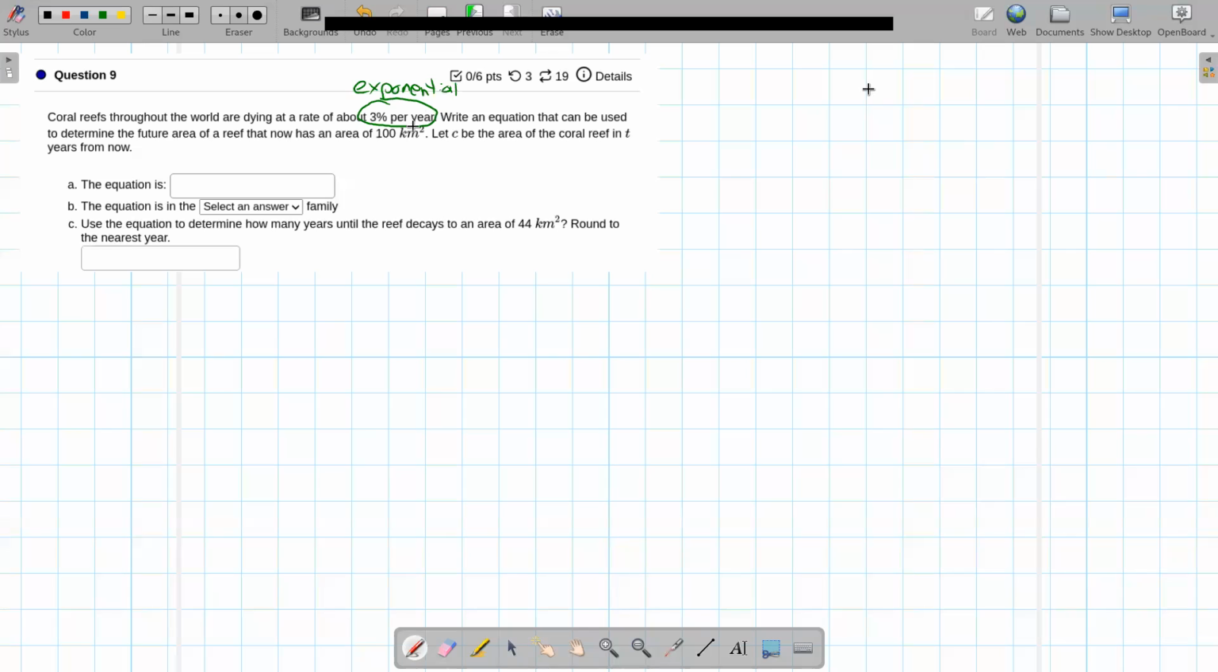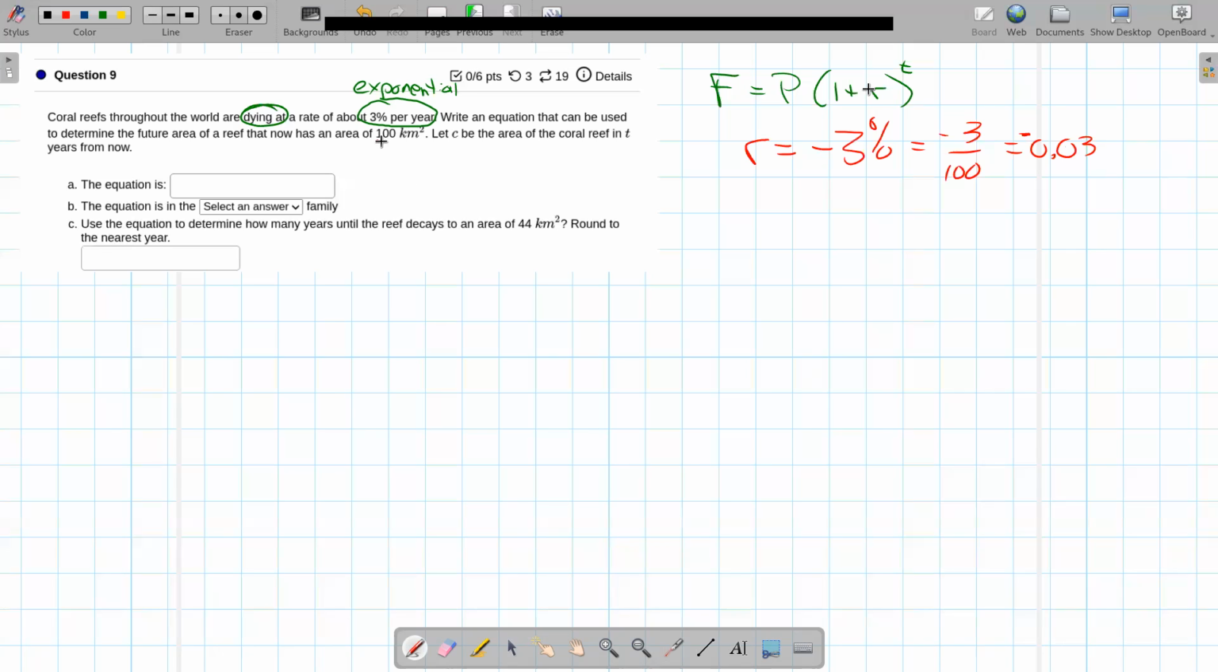Since it's yearly, I'm going to use that first compound interest formula we had, F equals P times (1 plus R) to the power T. And in this case, because these reefs are dying, my rate is negative. So this is important. My R here is a negative 3%. That's negative 3 out of 100. As a decimal, negative 0.03.